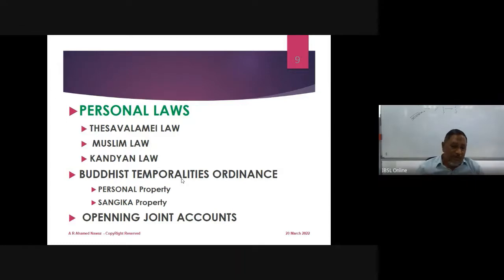Then the question comes about Buddhist priests, monks. Can you open an account for Buddhist monks? What is the law? Yes, there was a legal issue some time back. Dhammarakkhita Thero applied for a driving license, which was rejected by the Registrar of Motor Vehicles. Then Dhammarakkhita Thero filed action in the Supreme Court challenging that decision of the RMV.